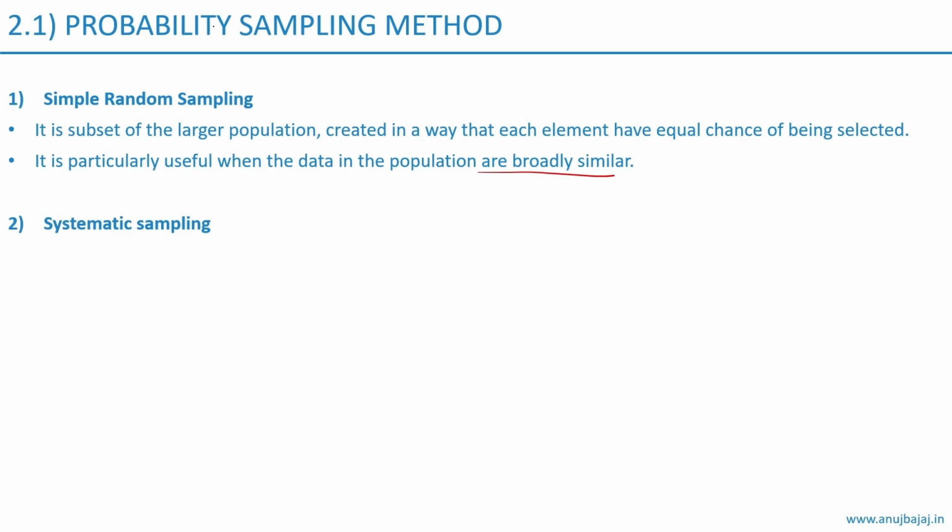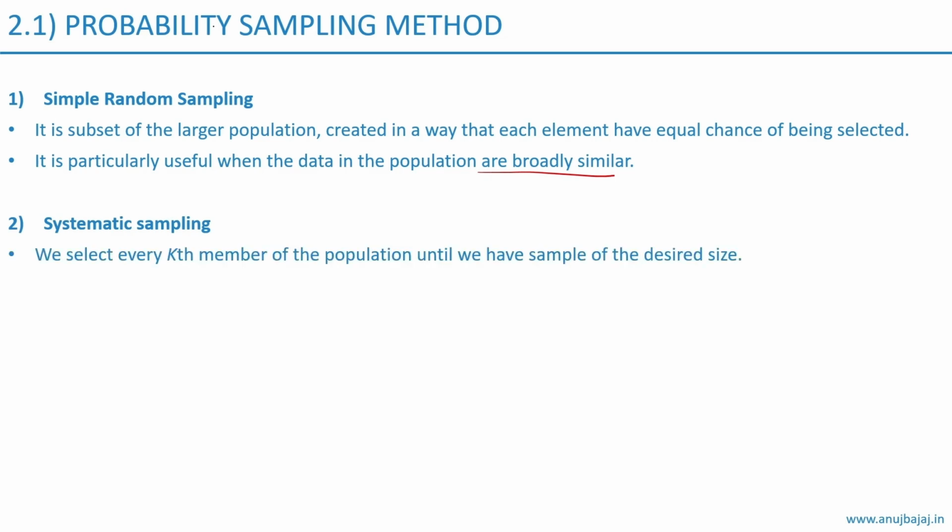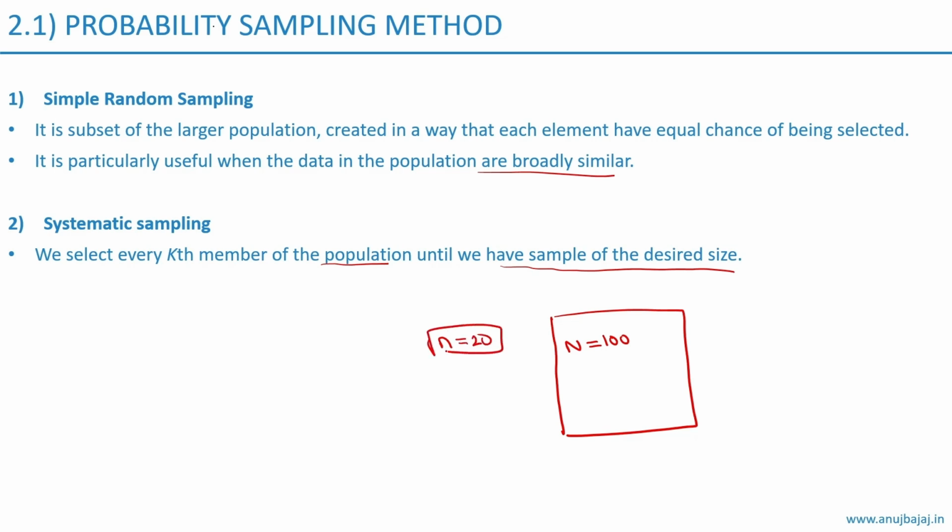The second type of sampling method is systematic sampling, where we select every kth member of the population until we have the sample of the desired size. Suppose we have a population of 100 observations, capital N is 100, and we require a sample size of 20. So we take the population size divided by the sample size. In our case, it is 100 divided by 20, which gives us 5. So in the population, we select every fifth observation. Suppose these are the observations.